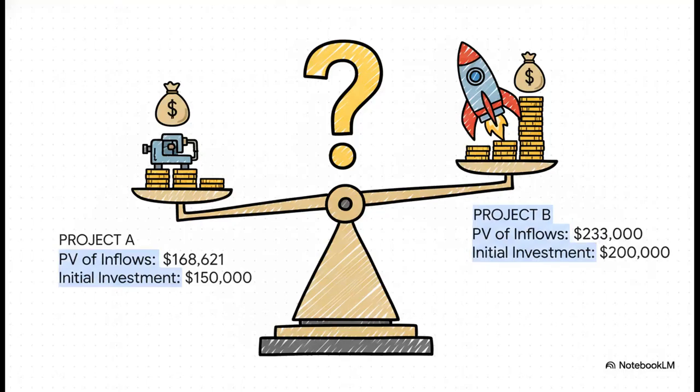It's the ultimate bang for your buck calculation. So let's bring in a competitor. Project A is our machine that we've been analyzing. But now let's look at Project B. It's a bigger investment, $200,000, but it also generates a higher total present value of cash flows. So which one is actually the better deal? Which one is a more efficient use of our money?